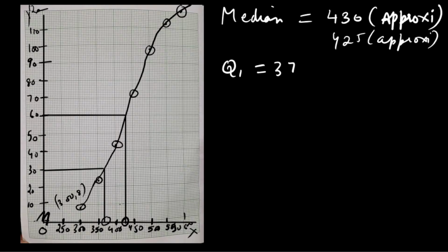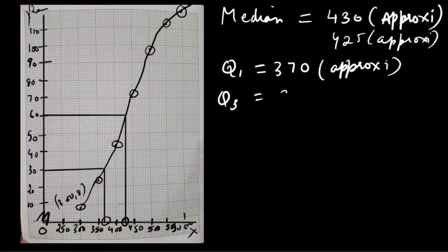So 370 I am getting. So approximately we'll consider this one only. 360, because many of you are getting it. Anika is getting 370. Even Hasiba is getting 370. Okay. Then Q3 also we have to find.